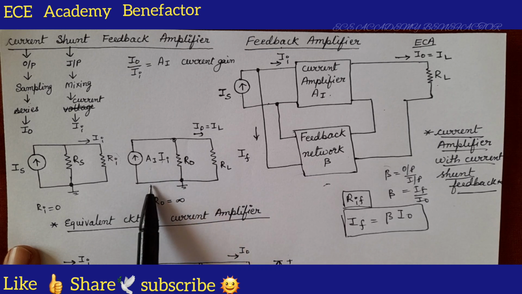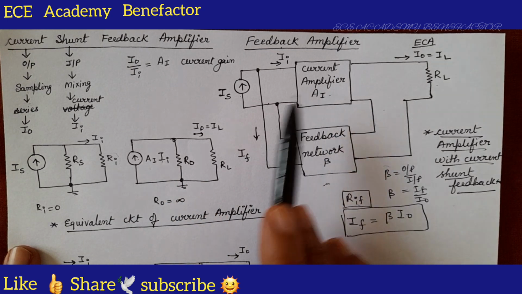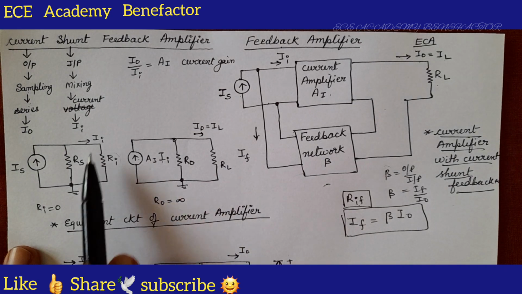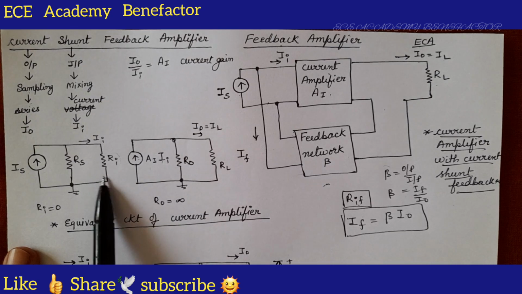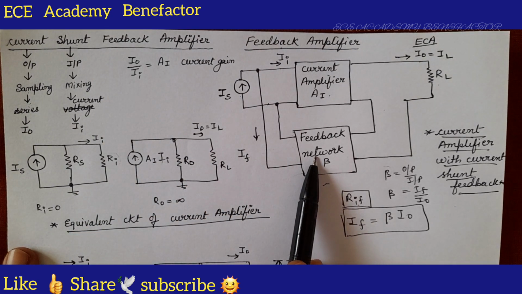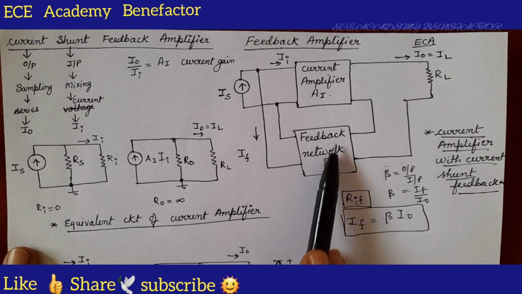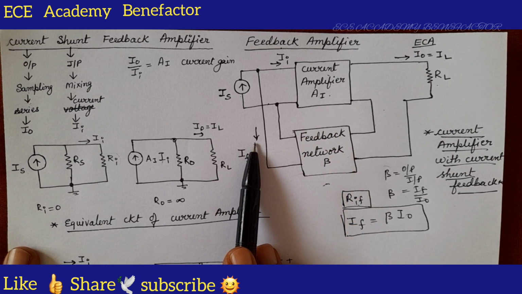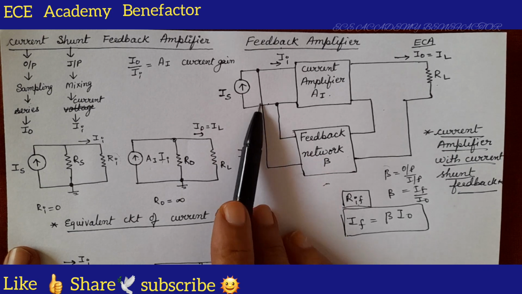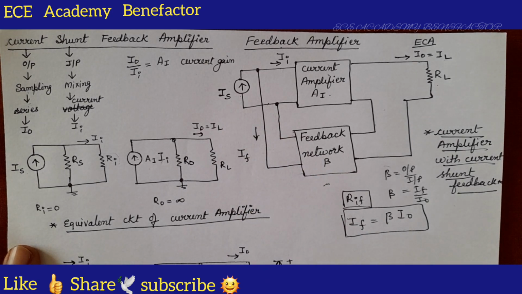But now for this class we have understood a current amplifier and its equivalent circuit, which we have drawn directly. So this is a current amplifier. To this current amplifier we are placing a feedback network. What is the function of this feedback network? To take a part of the output current. So it is taking IF, and feeding the IF current back for mixing at the input side.